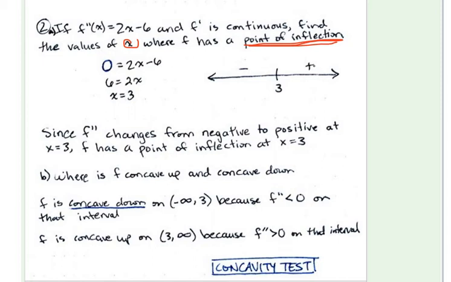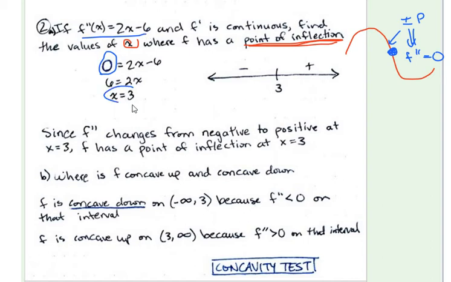Remember, a point of inflection is a point where the graph changes concavity. For example, if we have something like this point right here in blue, that would be what we know as an inflection point, abbreviated as IP. And this occurs when f double prime is equal to 0. So in order to find a point of inflection, we have to find where the second derivative is equal to 0. So we set the second derivative, which we're given, equal to 0. We solve, and we get x equals 3.